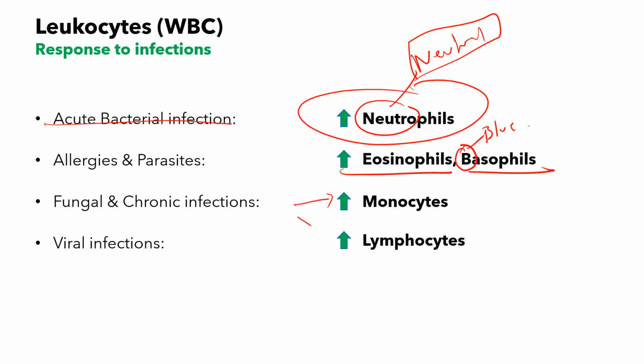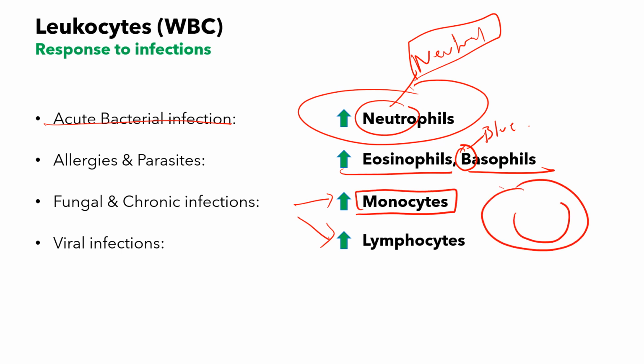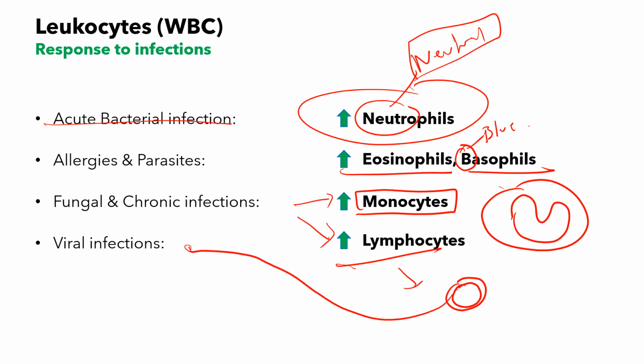Monocytes and lymphocytes do not have granules. Monocytes are the largest ones. They're like rhinos, right? They're huge, and they have this U-shaped nucleus. And lymphocytes have subtypes, but for your exams you just need to know they're small. They have a big nucleus compared to the cytoplasm, and it's round. Now, lymphocytes usually elevate during viral infections.